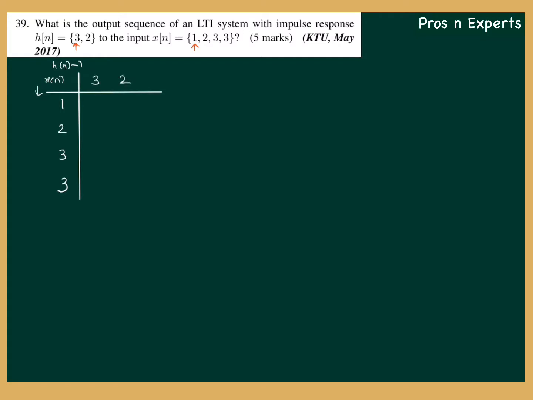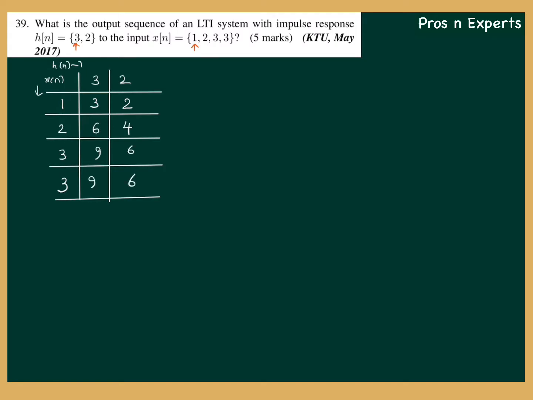Okay, now what I'm going to do is multiply the corresponding rows and columns, the corresponding cells. Okay, so 1 into 3 will end up in 3, then 1 into 2 will give you 2. Similarly, 2 into 3 is 6, here it's 4, 9, 6, 9, 6. Okay, now what's the next procedure? We diagonally separate the entries in this fashion.